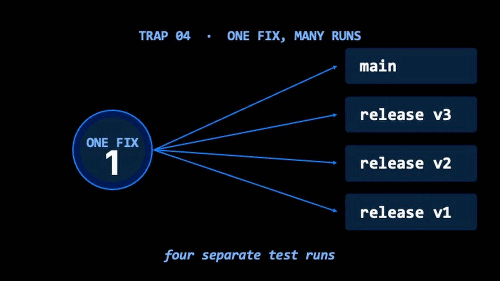The fourth challenge is that the same bug might be tested twice or even more. A single fix may need to land in several branches at once, and it probably has to be tested on all of those branches then. Each one is a separate test run with its own results.